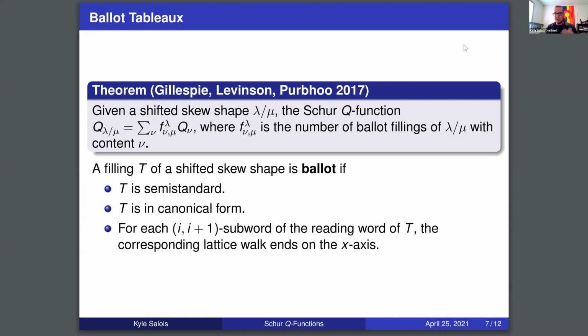So a theorem in 2017 says that given a shifted skew shape, the corresponding Schur-Q function, Q lambda skew mu, can be written in terms of the straight shifted shape Schur-Q basis, according to these F coefficients. If you're familiar with normal Schur functions, these would be the Littlewood-Richardson coefficients. And so these new ones we say are Littlewood-Richardson type coefficients.